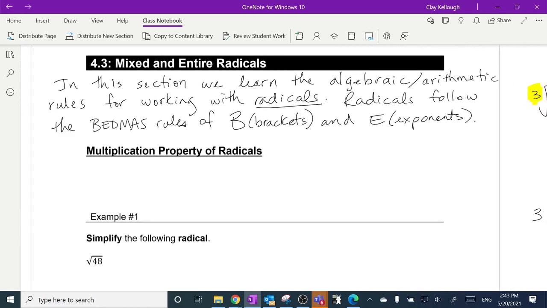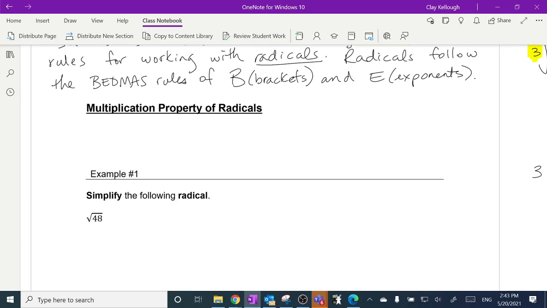But anyway, moving along. Let's see if we can blow your minds a little bit. Where do radicals fit in? Well, first of all, there's a multiplication property of radicals. Here's the multiplication property. It says that if you have the square root of A times the square root of B, you have the square root of AB.